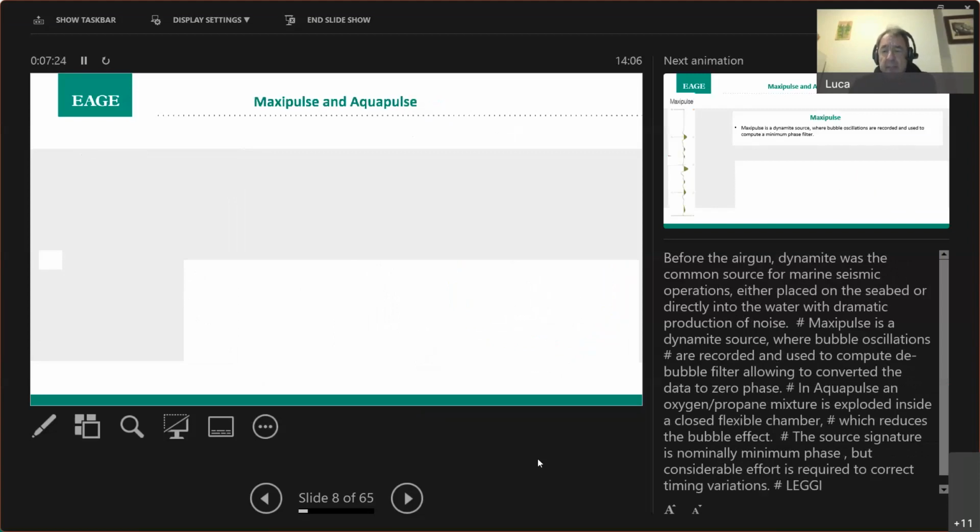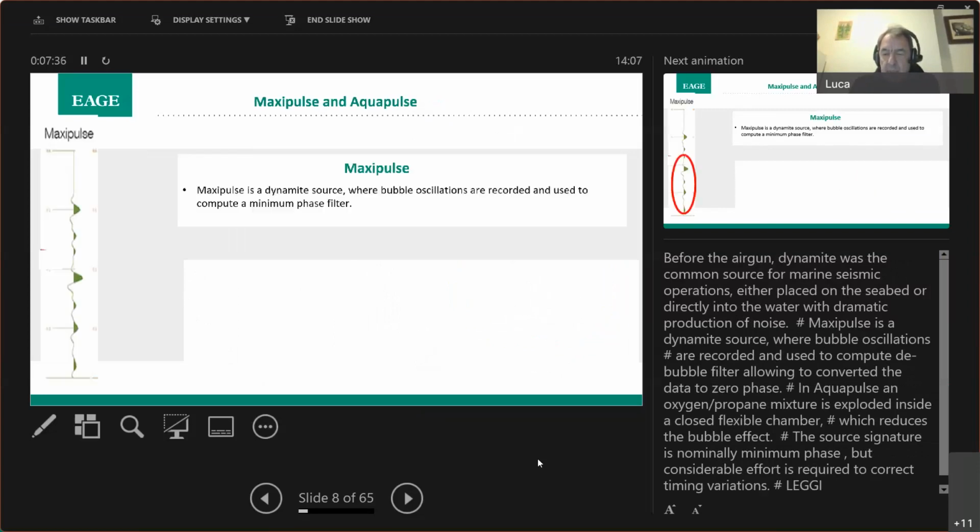Before the airgun, dynamite was the common source for marine seismic operations. Charges were placed on the seabed or directly into the water, with dramatic production of noise. Maxi pulse is a dynamite source where bubble oscillations are recorded and used to compute the bubble filter, allowing the data to be converted to zero phase.